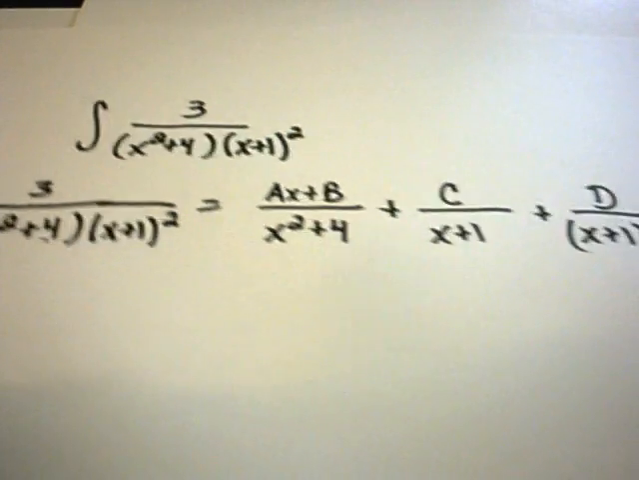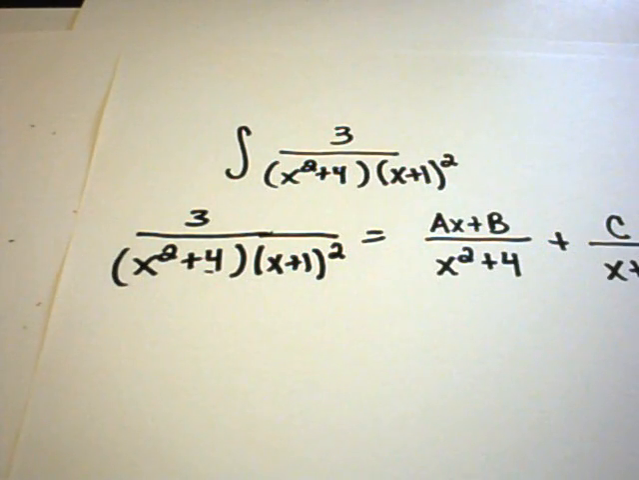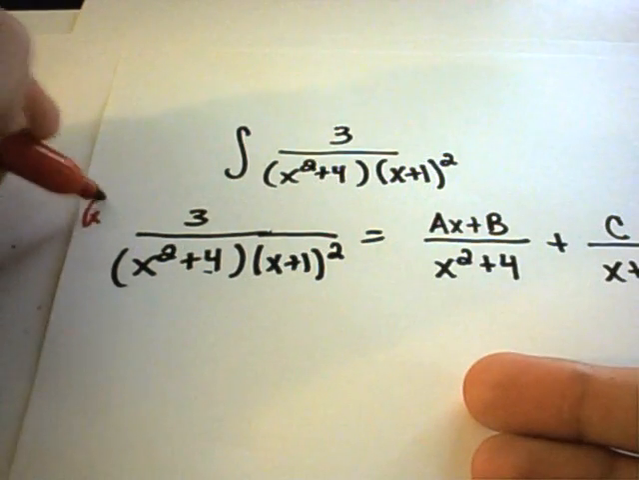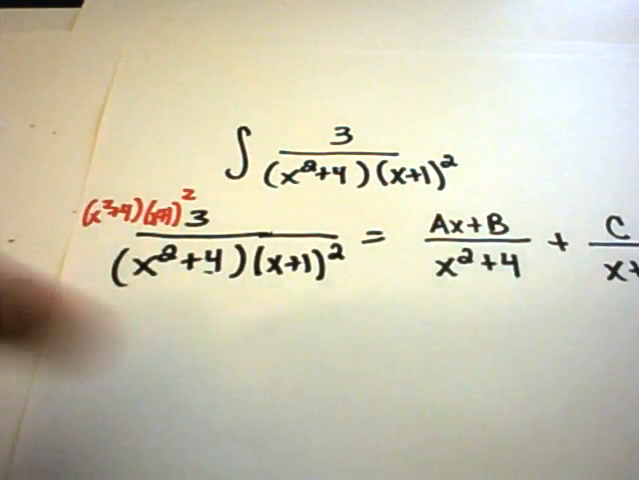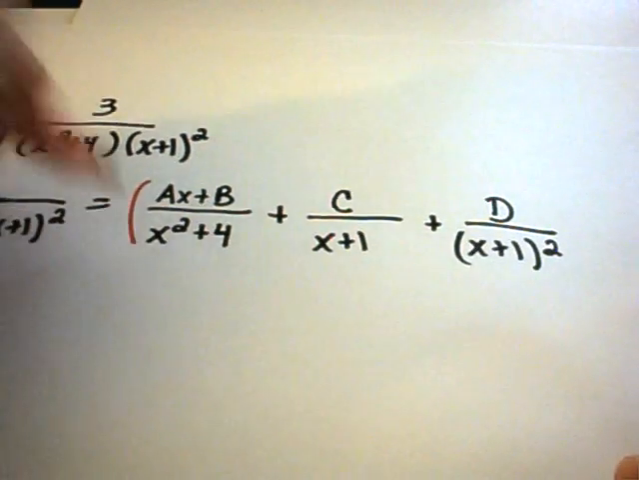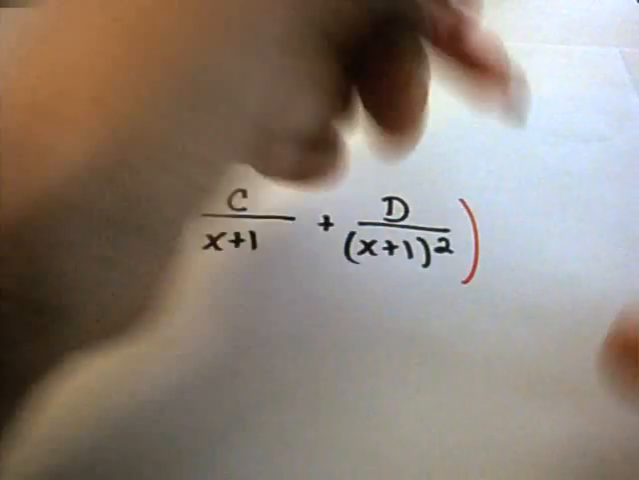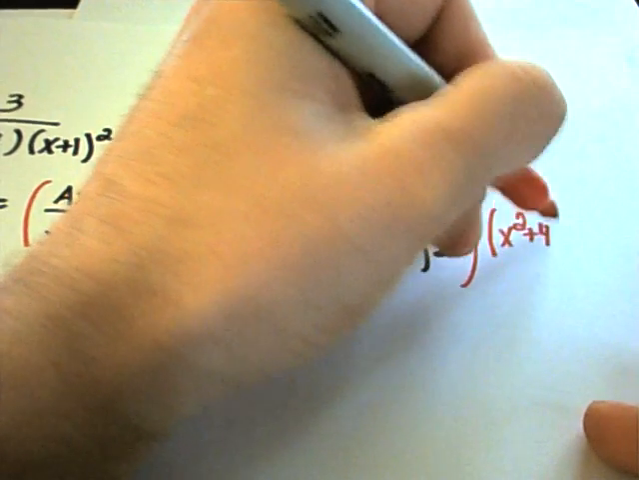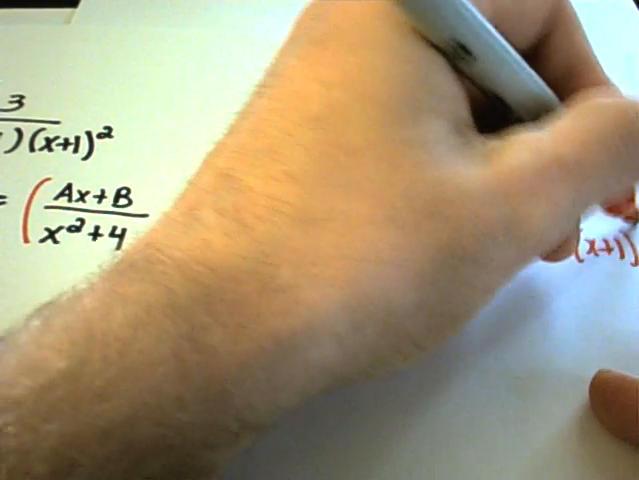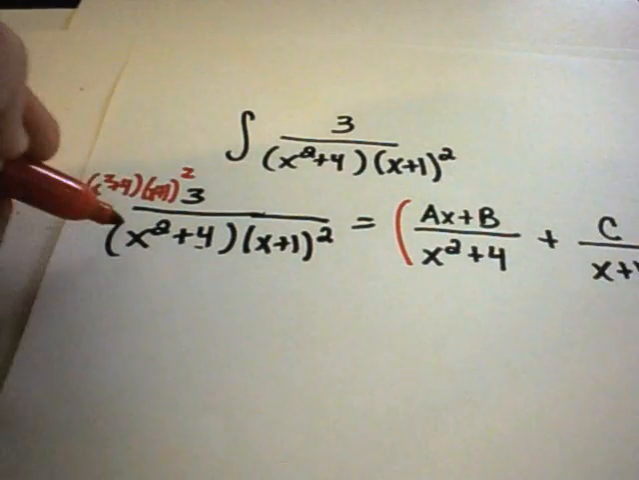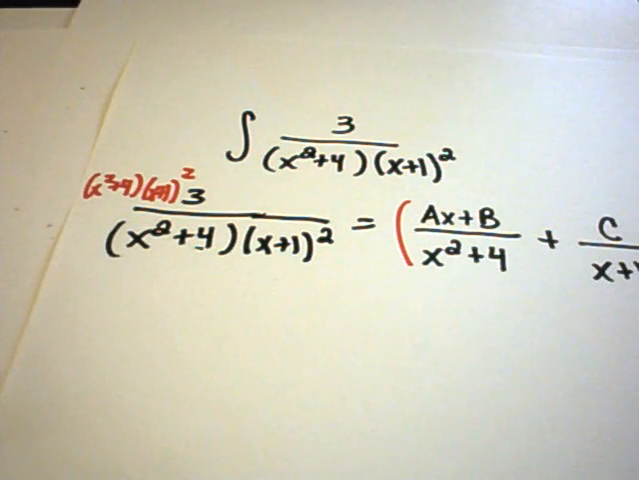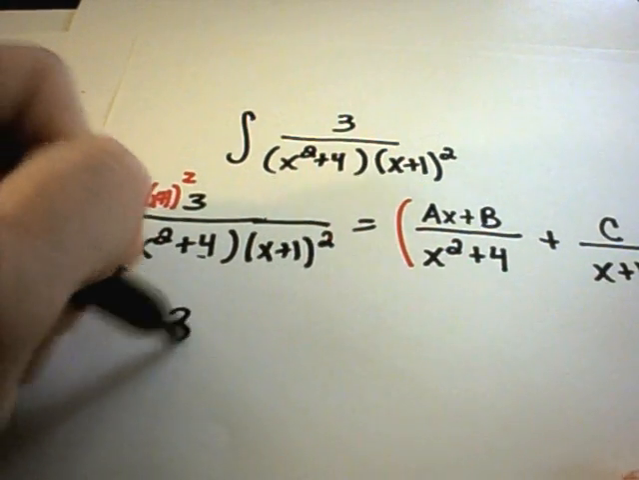So I'm going to do the same thing though. I'm going to multiply both sides by the denominator. So I'm going to multiply the left side by this x squared plus 4, x plus 1 squared. Sorry, it's kind of sloppy there. And I have to do the same thing to the right side. So I'm going to multiply by x squared plus 4, x plus 1 quantity squared. Okay, on the left side, if you multiply by the denominator, you're just going to get the numerator. So the only thing we're going to be left with on the left side is going to be our 3.